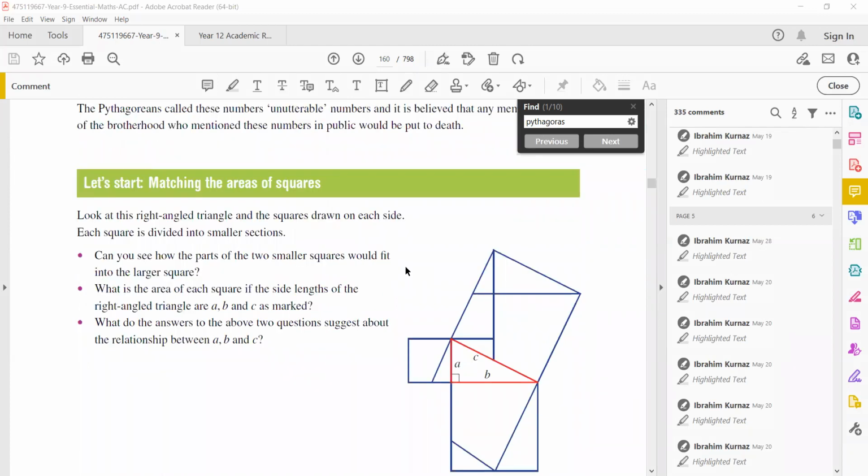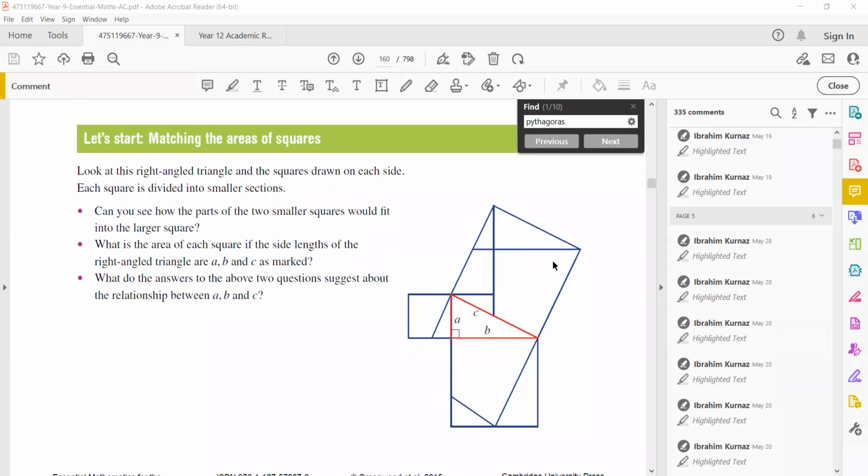Now Pythagoras theorem, when he developed it, they drew a square on each side of the triangle to find out the relationship. What they did is, this is a triangle with a right angle, 90 degrees. Then they drew a square on top of this side, the first one.